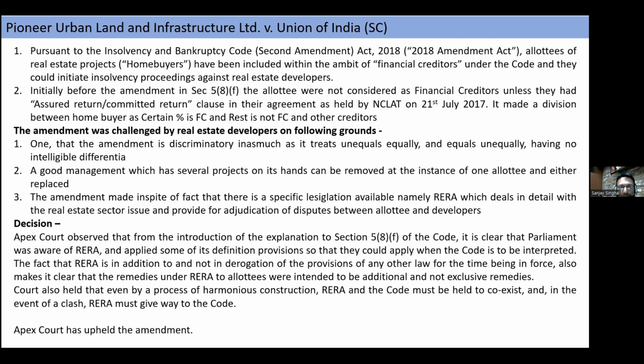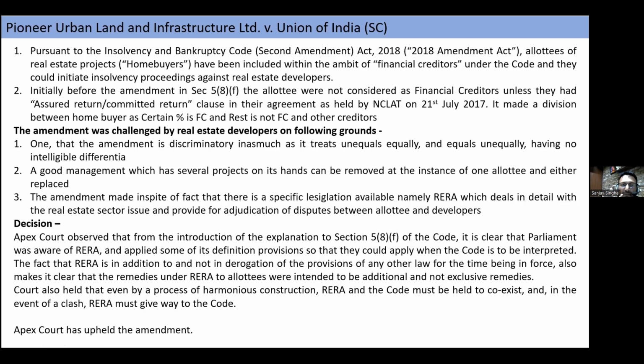Initially, before the ordinance, there was a Supreme Court judgment. Before the amendment in section 5 subsection 8, allottees were not considered financial creditors unless they had an assured return or committed return clause in their agreement, as held in Enclave on 21st July 2017. Basically, earlier the home buyer was not a financial creditor. So in Enclave, it was said that if there is an assured return or committed return clause in the agreement between the home buyer and the developer or builder, then those home buyers will be considered financial creditors, because the assured return clause fulfills the criteria of financial debt.